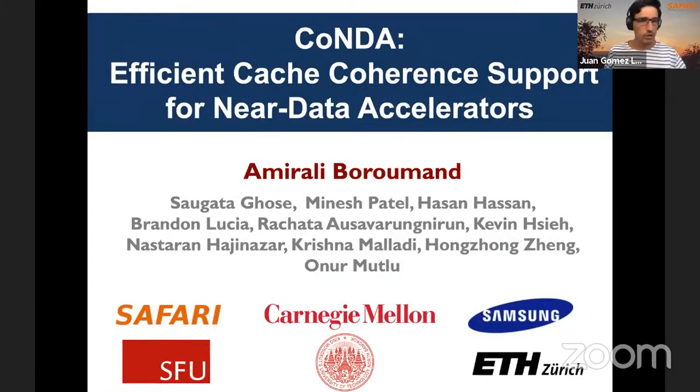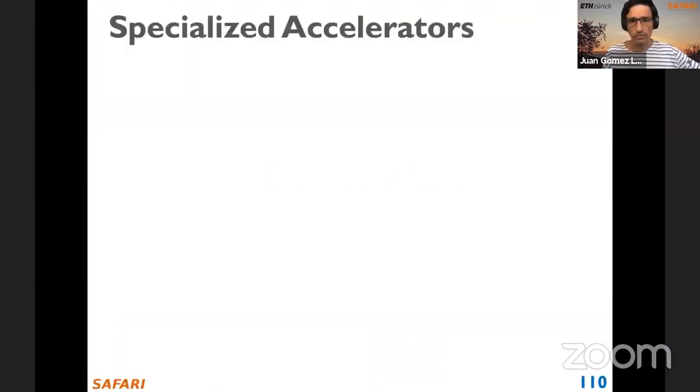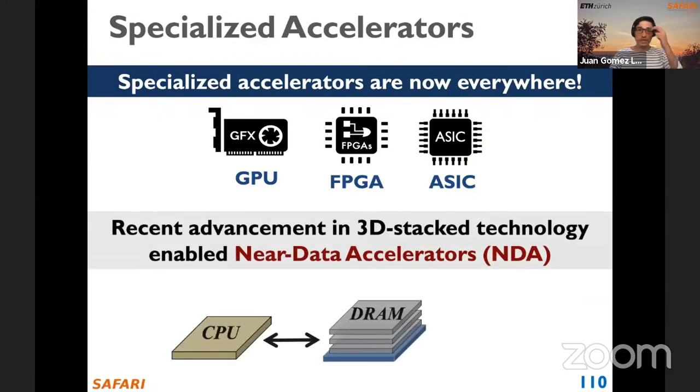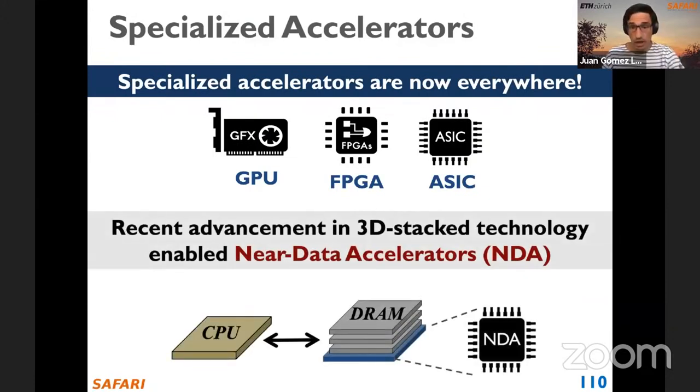So let's talk briefly about CoNDA and let's understand how cache coherence can be maintained in systems with CPUs and near-data accelerators or near-data cores. When I'm talking here about near data, this is processing in memory, and I will use both terms interchangeably. So specialized accelerators are everywhere, and now we also have accelerators in the logic layer of 3D-stacked memories, or we have similar ways of doing near-data processing or processing near memory.